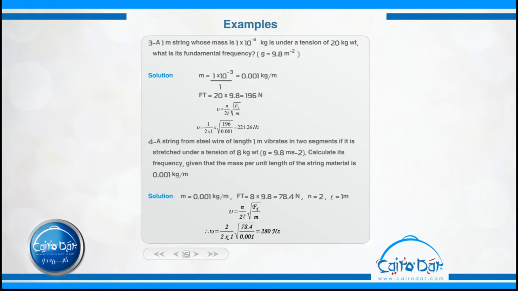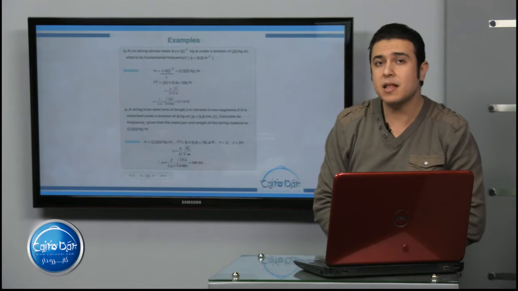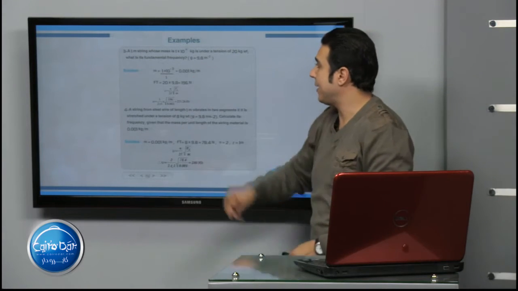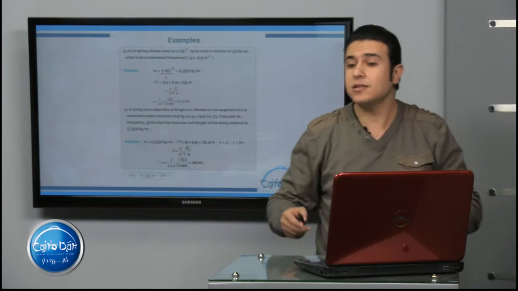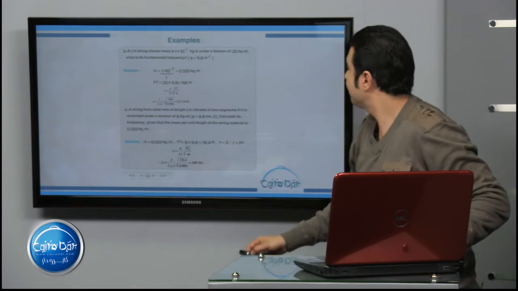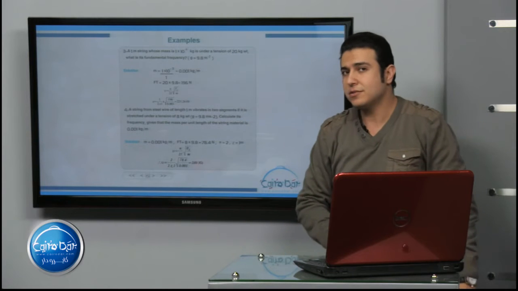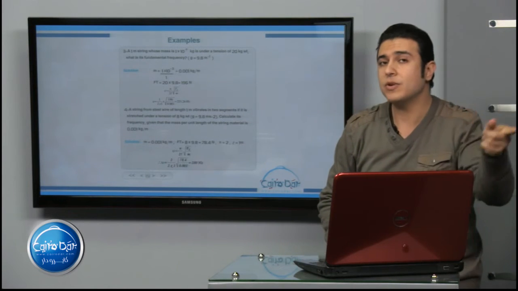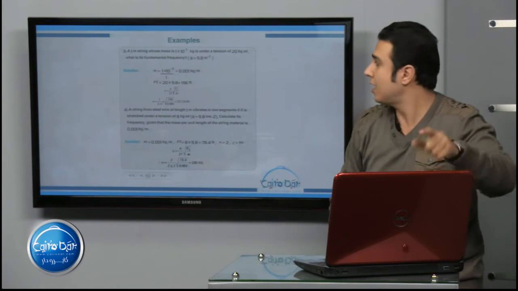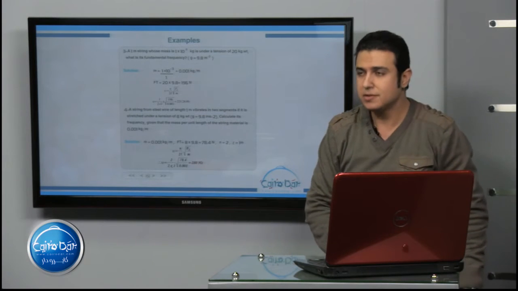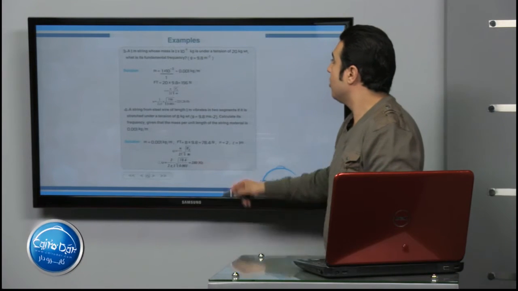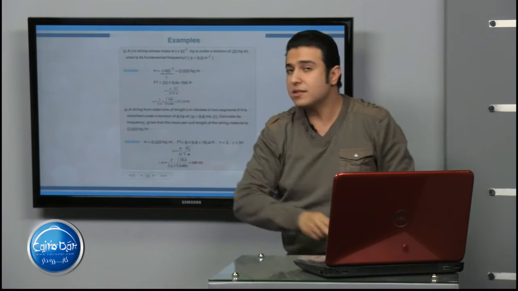In this example, we have a 1 meter string whose mass is 1 times 10 power negative 3 kilogram. This string is under tension of 20 kilogram weight. So we have 20 kilogram weight, and we have to change it to Newton by multiplying by 9.8 meter per second squared. So what is the fundamental frequency?